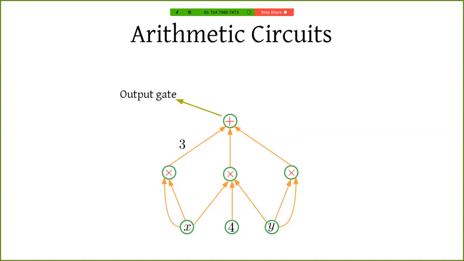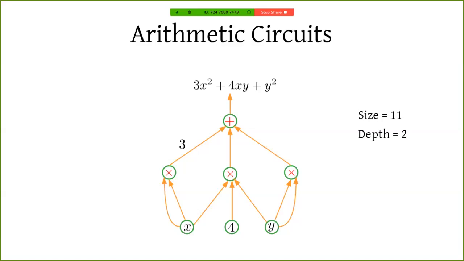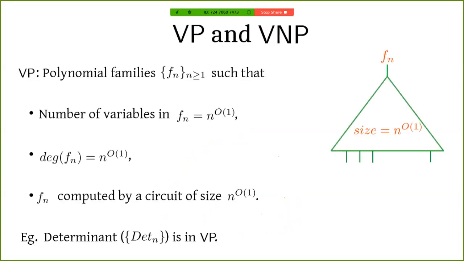An arithmetic circuit computes a polynomial in a natural way. For example, this circuit computes the polynomial 3x squared plus 4xy plus y squared. There are two complexity measures associated with an arithmetic circuit, its size and its depth. The size of an arithmetic circuit is equal to the number of edges in it, and the depth of a circuit is equal to the length of the longest path from any input gate to any output gate in the circuit.